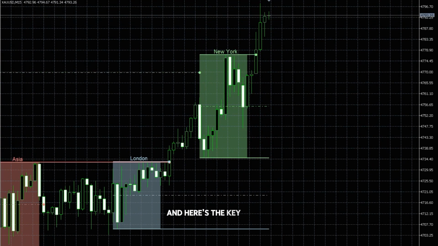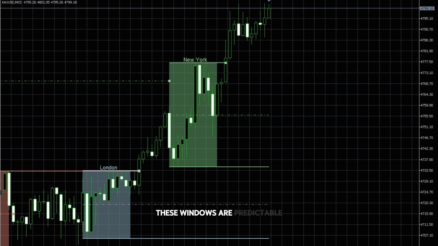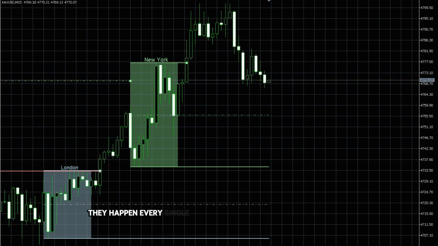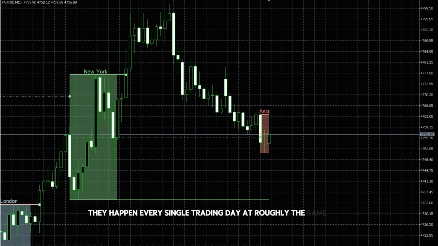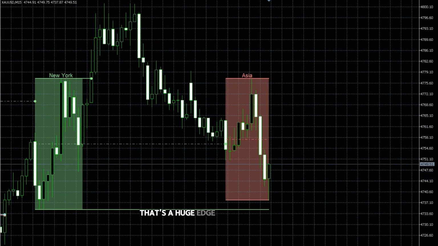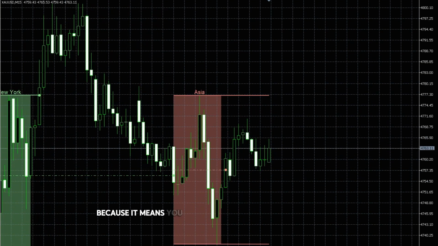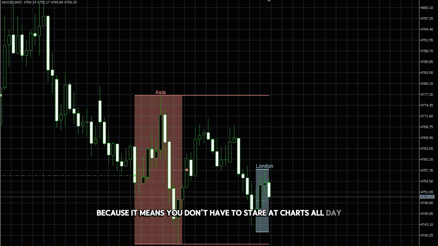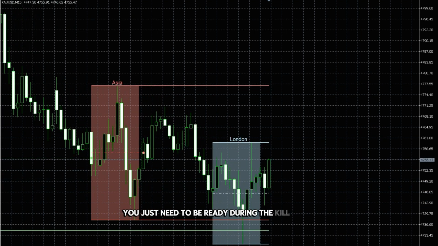And here's the key insight. These windows are predictable. They happen every single trading day at roughly the same times. That's a huge edge for you as a trader because it means you don't have to stare at charts all day. You just need to be ready during the kill zones.